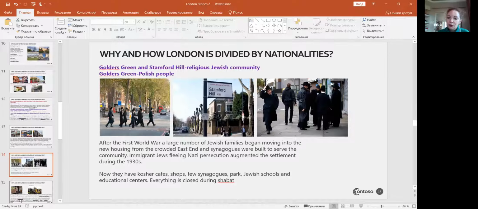After the First World War, a large number of Jewish families began moving into the new housing from the crowded East End, and synagogues were built to serve the community. Immigrant Jews fleeing Nazi persecution augmented the settlement during the 1930s. Now they have kosher cafes, shops, a few synagogues, parks, Jewish schools, and educational centers. Everything is closed during Shabbat.